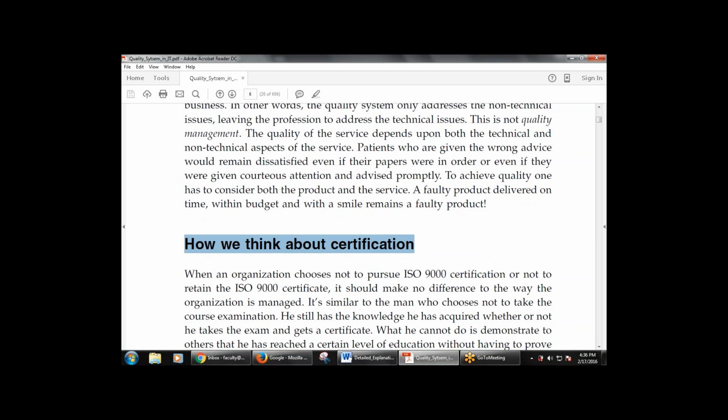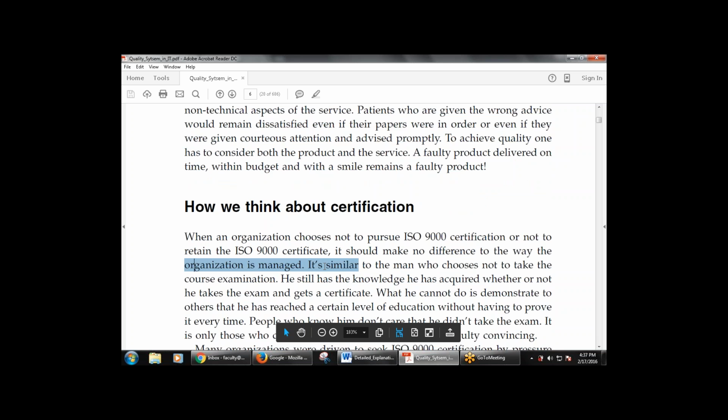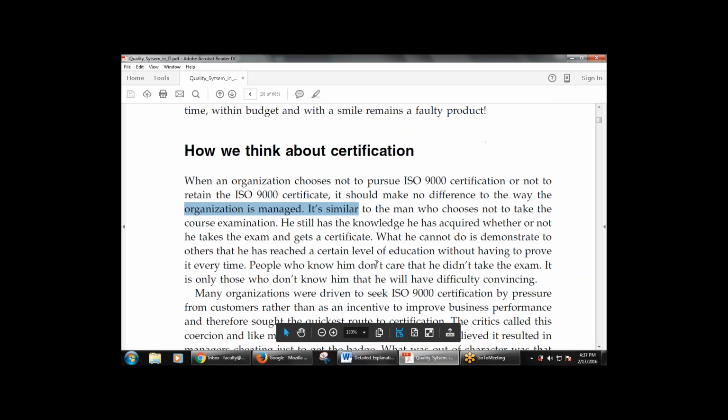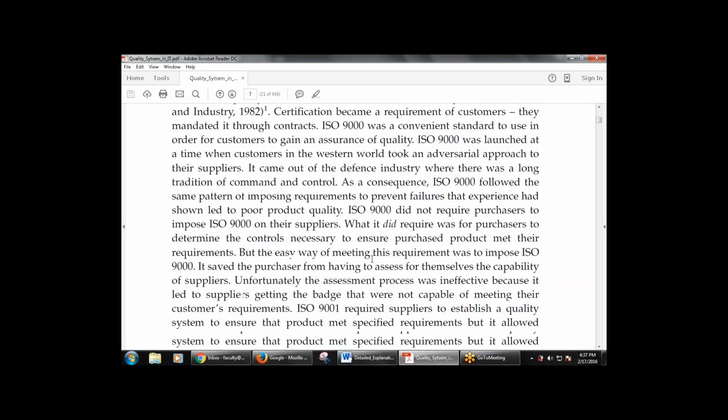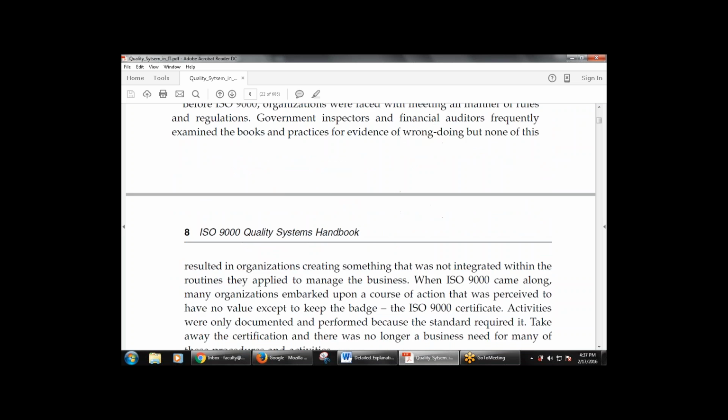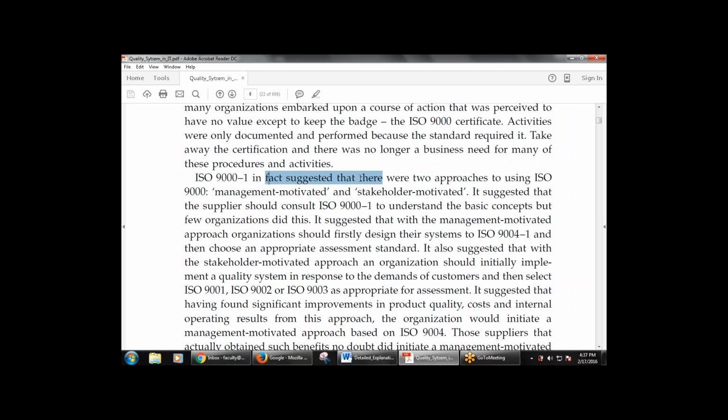How do we think about certification, that is, how do we get the certification from ISO? When an organization chooses not to pursue ISO 9000 certification or not to retain it, it should make no difference to the way the organization is managed. It is similar to the man who chooses not to take the course examination. This is the difference: certification is very important in the ISO 9000 standards. And this in fact suggests that there are two approaches to using ISO 9000, that is management motivated and stakeholder motivated.